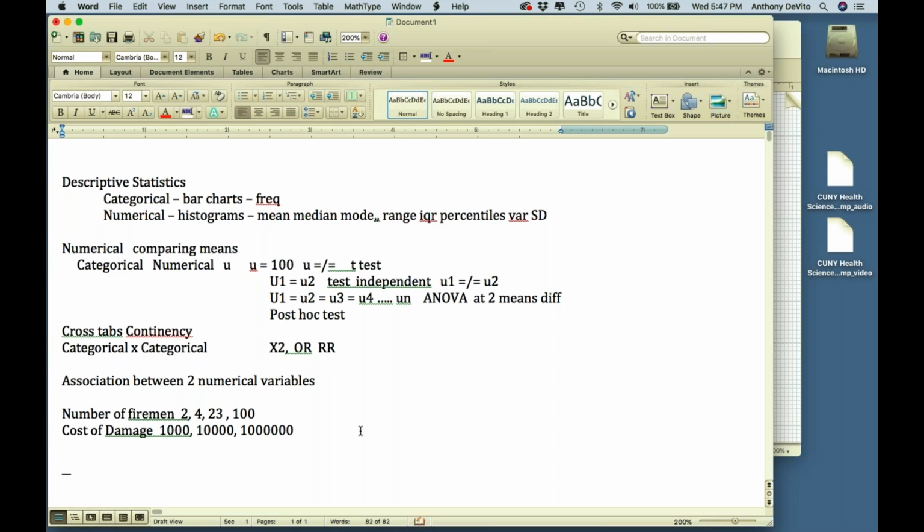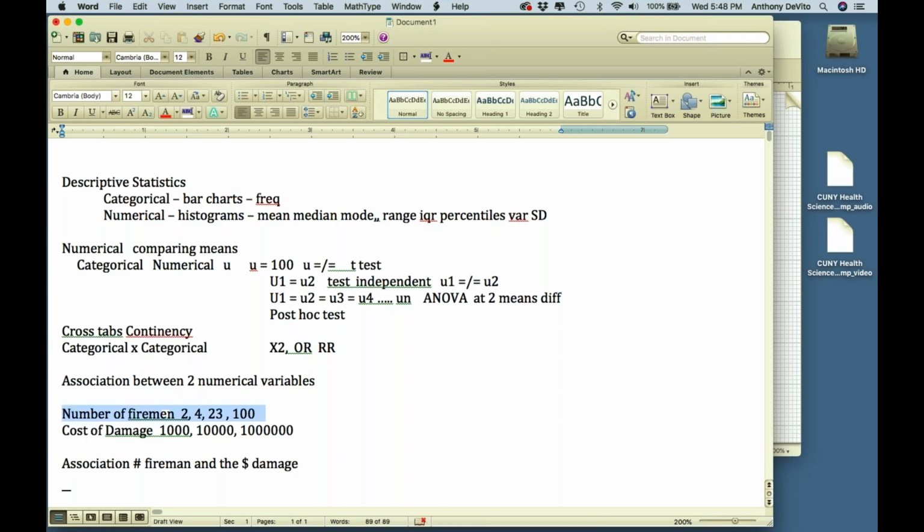In other words, it seems what's likely happening there is that there's an association between the number of firemen that respond and the dollar value of the damage that occurred at that fire. And it's because if you have a big fire, you have a lot of firemen responding to it. If you get a small fire, you have a small number of firemen responding to it. This is an example of a correlation, an association. We use a special word for this.